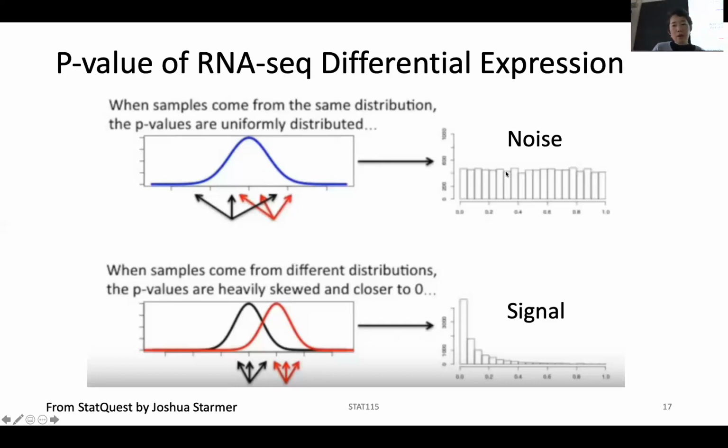And so most of the genes will give you this type of noise, a uniform distribution, but only a subset of the genes, a tiny portion of those genes, will give you a true signal that's skewed towards the left. But when you mix them together, this is what you get.